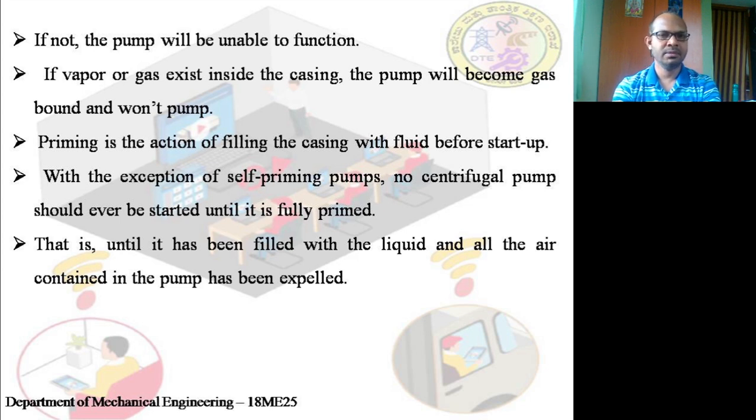Okay, if vapor or gas exists inside the casing, the pump will become gas bound and won't pump. Priming is the action of filling the casing with a fluid before startup. This is called priming. With the exception of self-priming pumps, no centrifugal pump should ever be started until it is fully primed. This is the first care we should take. That is, until it has been filled with liquid and all the air contained in the pump has been expelled, we are not supposed to start the pumps. Okay.